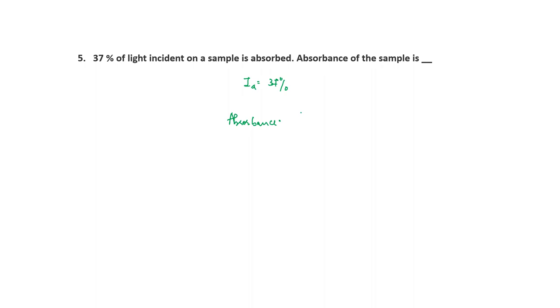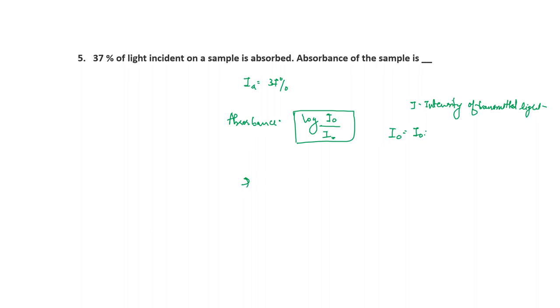There is a direct relation: absorbance is equal to log of I naught upon I. Now see, what is this I? This I is equal to the intensity of transmitted light. We also know one more relation, that the total intensity is the sum of the intensity of absorbed light plus the intensity of transmitted light. So IA will be I naught minus IT. Here we are given IA, so IT will be I naught minus IA.